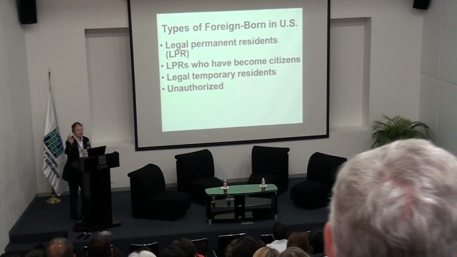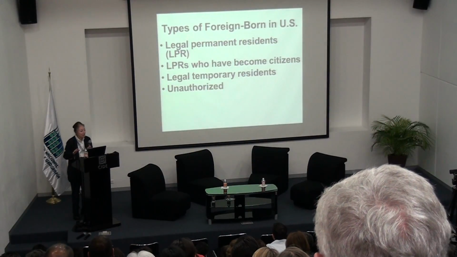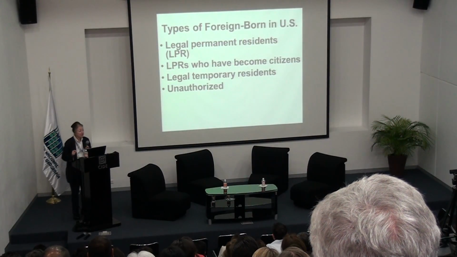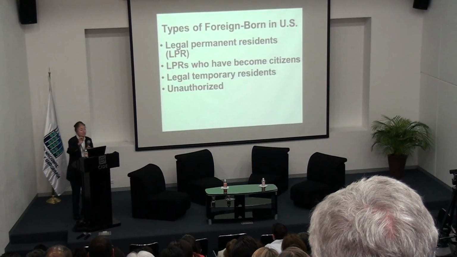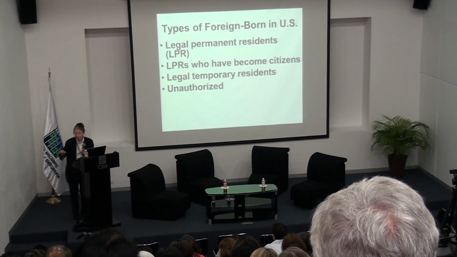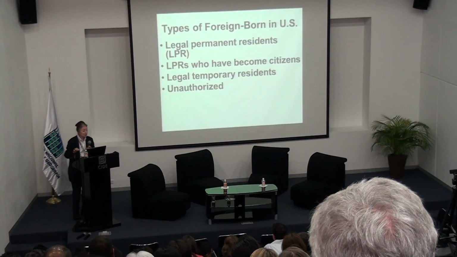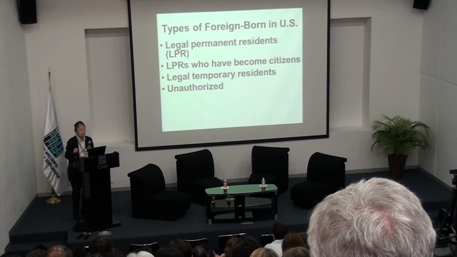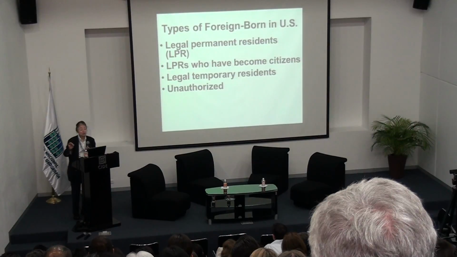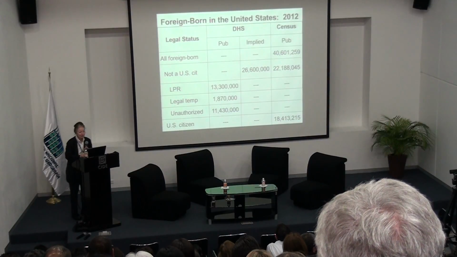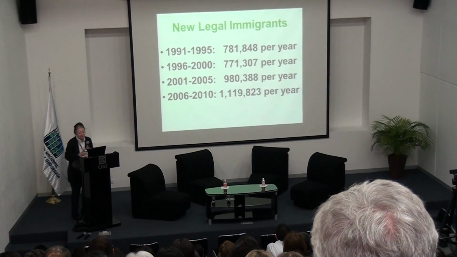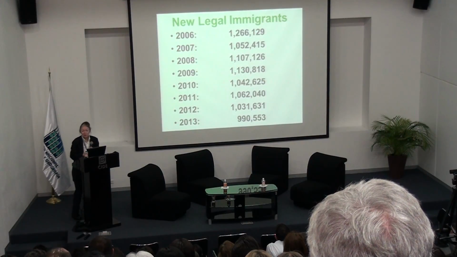I think everybody here knows that you can think of all foreign-born people in the U.S. as belonging in one of four categories. The importance of this for the New Immigrant Survey is that the New Immigrant Survey is a sample of people newly admitted to legal permanent residence. So that's one of those four groups that you see there. And this is just to show you what the numbers look like.